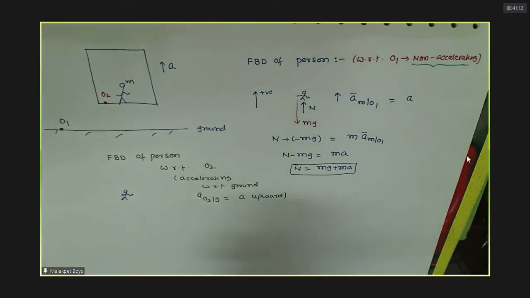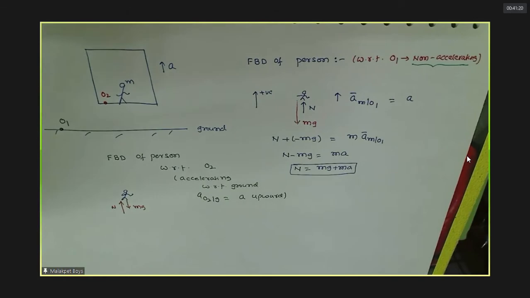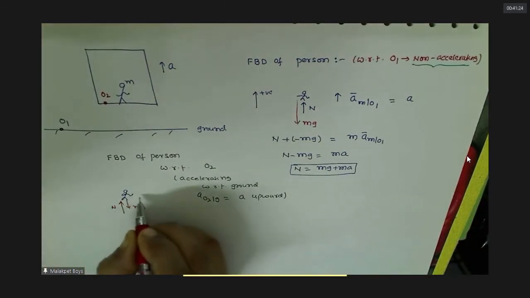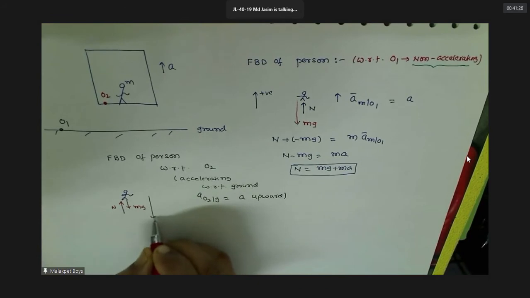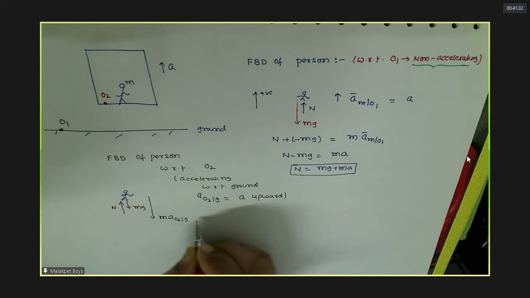If you show the forces, mg and N is okay. Anything else is there? That's all. Pseudo force. Pseudo force in which direction? Down. It is the pseudo force. M into acceleration of observer with respect to ground, M into A. This is only pseudo.